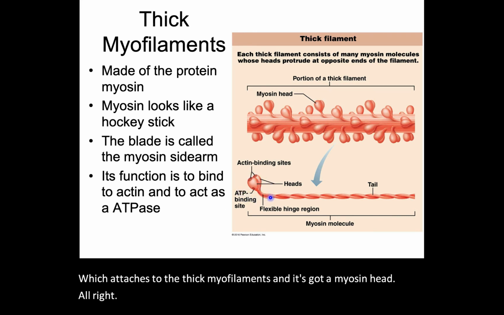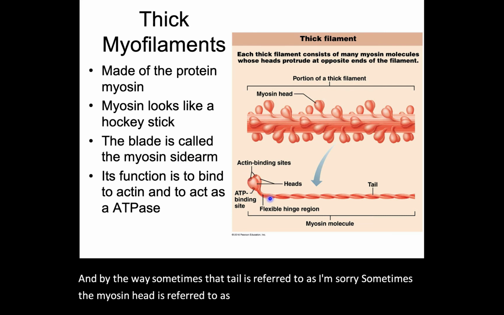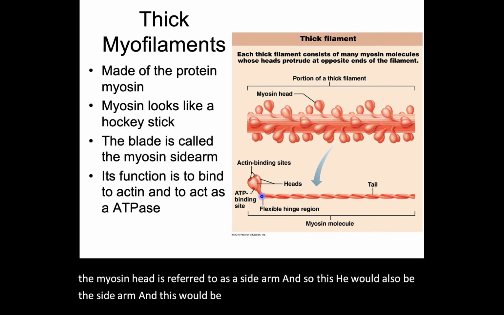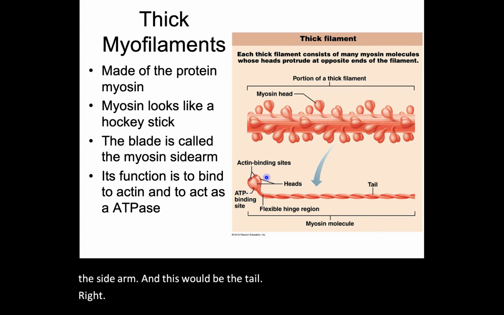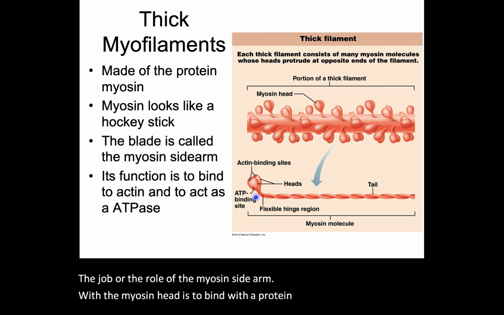By the way, sometimes the myosin head is referred to as a sidearm. Right? And so this here would also be the sidearm, and this would be the tail. Right? The job or the role of the myosin sidearm, or the myosin head, is to bind with a protein on the thin myofilament that is called actin.